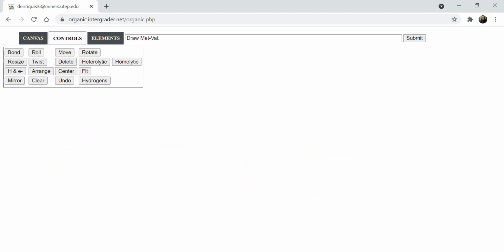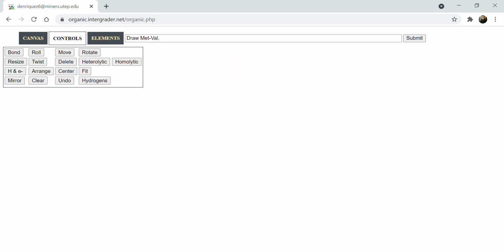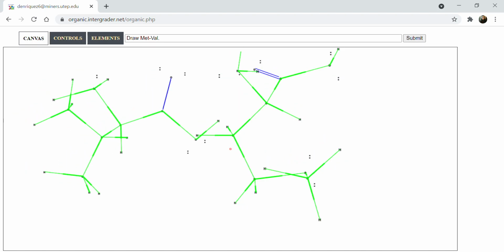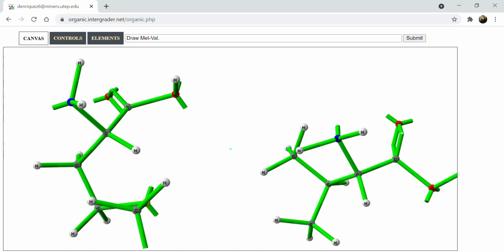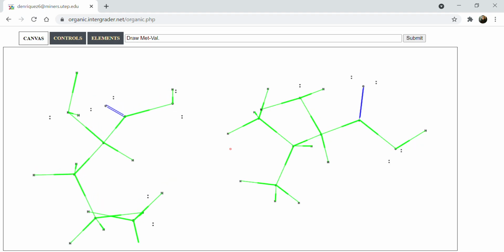And actually, I drew my methionine on the right side, so I should fix that before I make a mistake. So with the sulfur, it goes over here, and then this one over here. That would have been bad.